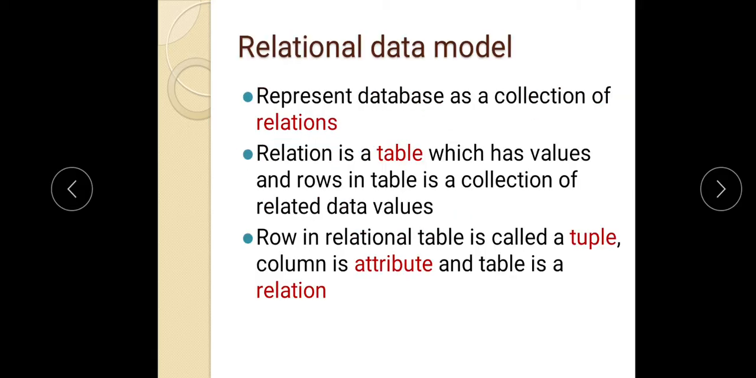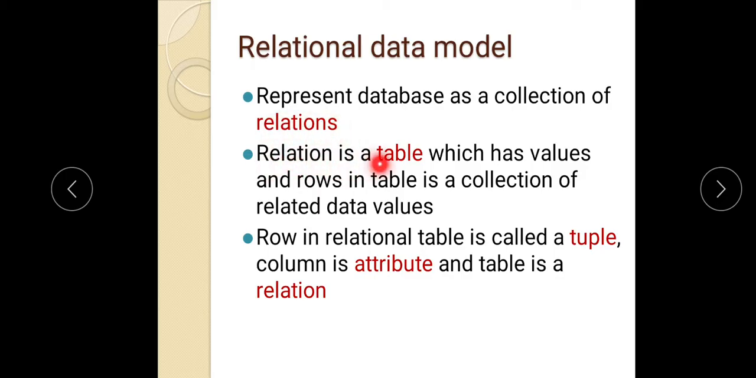So relational database, what do you mean by relational database? It represents the database as a collection of relations. In the relational data model, the database is represented in the form of relations or tables. Relations are nothing but tables. Don't confuse relations with relationship. That is different. Relationship is actually the connectivity between two entities, but relations means tables. All the data is represented in the form of tables. So relations means table. Clear?